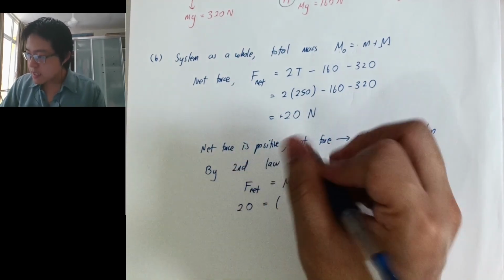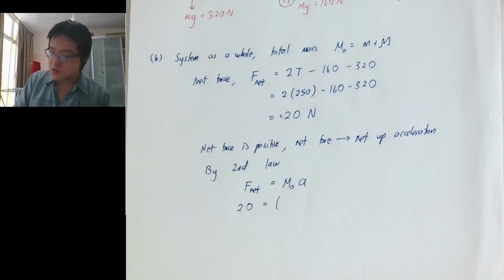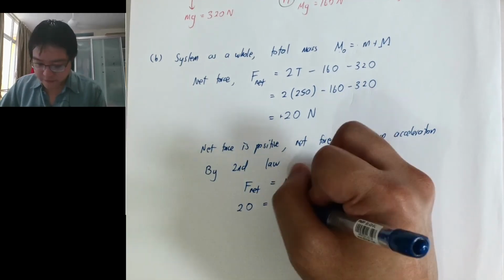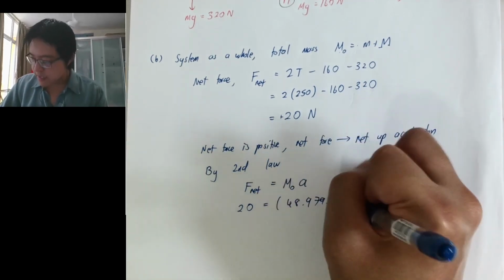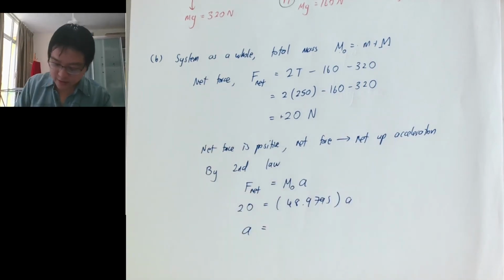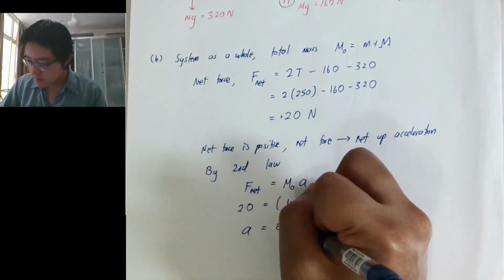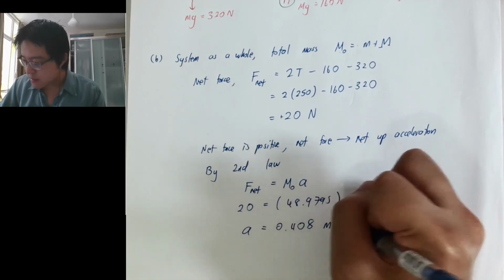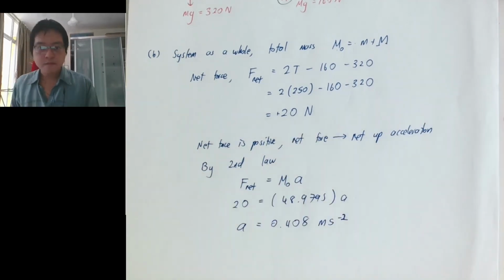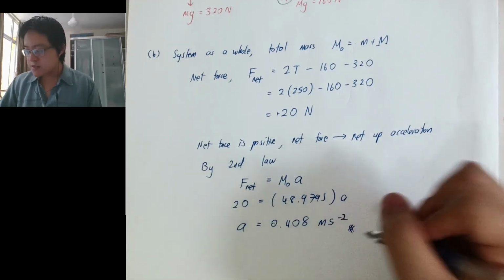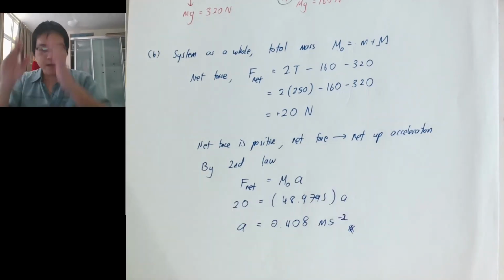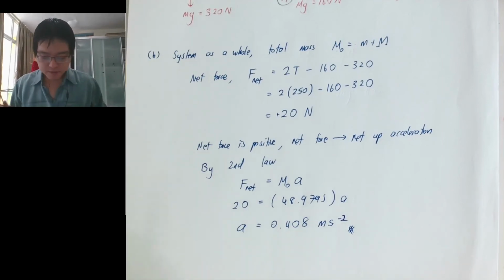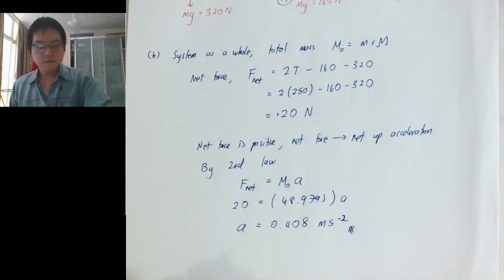The total mass is 32.653 plus 16.3265, so it's 48.9795. So the acceleration is 20 divided by this number. I got 0.408 if I keep it to 3 significant figures. So the magnitude of the acceleration is this. So the system is accelerating up at this acceleration. Follow so far?